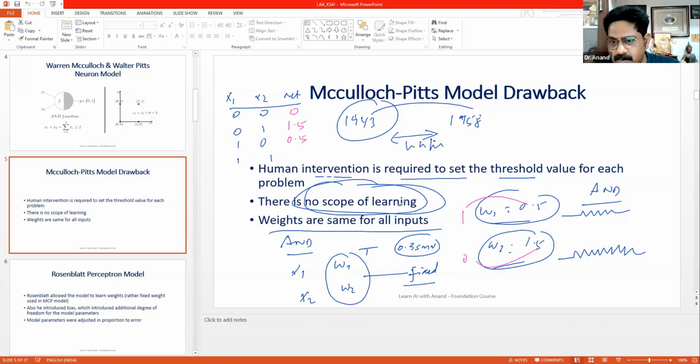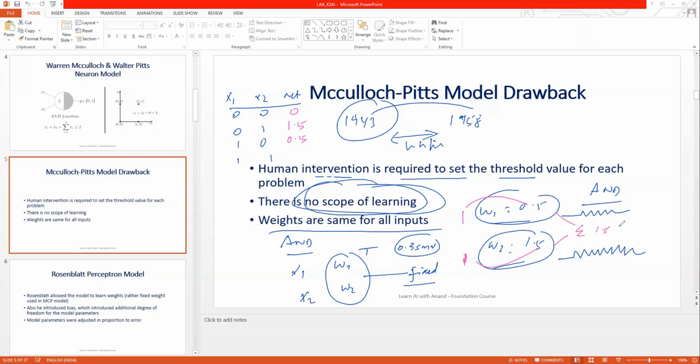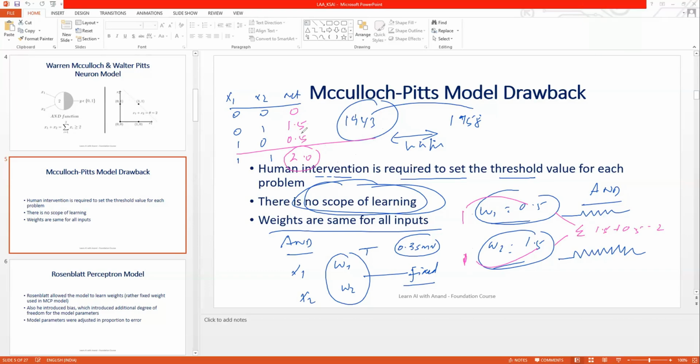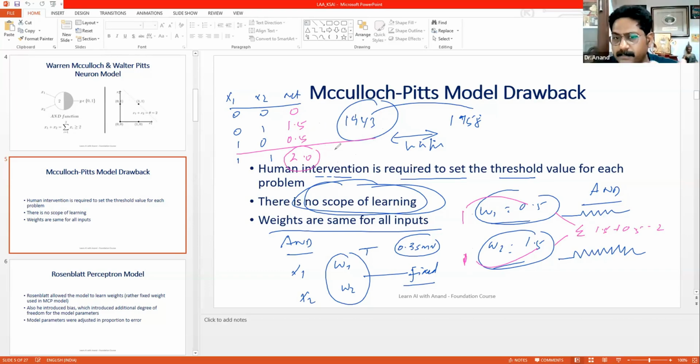Whenever I present 1, 1, what is the output? 1 times 0.5, 1 times 1.5, I'll get summing. I'll get 1.5 plus 0.5, which is 2, right? 2. Now the idea is very simple. For the first 3 values, my neural network should not fire, because what is the output? Output is 0.